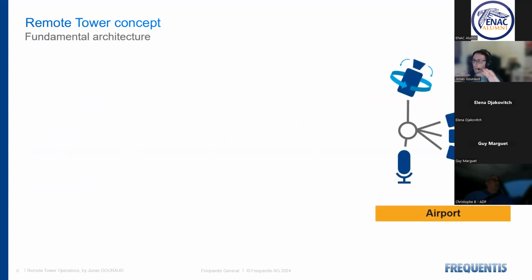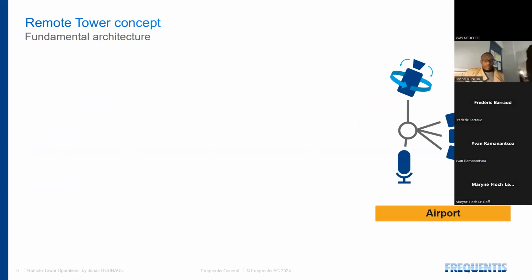So I gave you a whole lot of explanations and different concepts. Now, what is remote tower from scratch? Remote tower, as we saw, is if you don't have any direct view over what you control over the airport. So for this, firstly, you need some sensors. The main ones are pretty obviously the cameras.